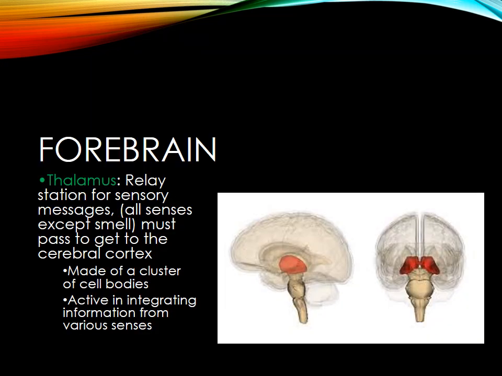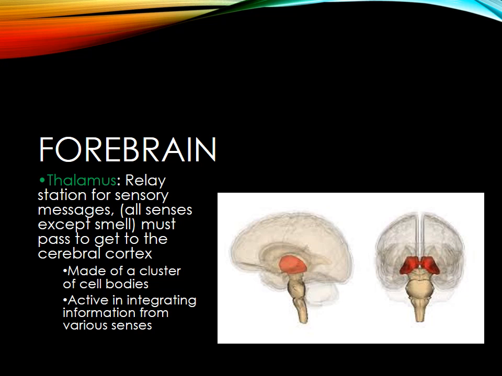We're now onto the forebrain. In this area, you want to make sure that you are studying and using flashcards. It's going to help you, I promise. The first structure we're going to talk about is the thalamus. The thalamus is the relay station for sensory messages, except for your sense of smell. Your sense of smell is directly processed in the cerebral cortex. It doesn't go through the thalamus.